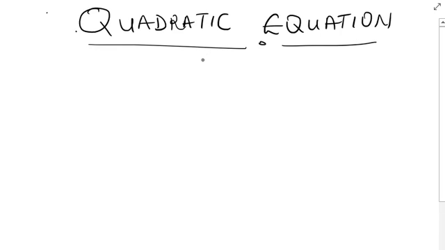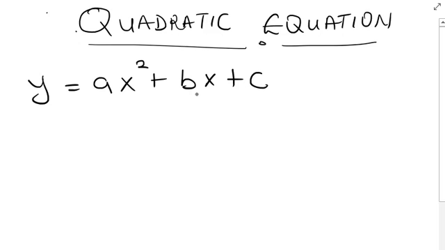A quadratic equation is a second order polynomial, and the fundamental theorem of algebra guarantees that a quadratic equation has two solutions. So it looks like this. I said it's a second order polynomial equation, so you can see that the highest order we have here is 2. And this is what we call a quadratic equation.